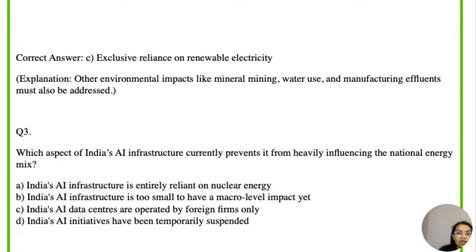Answer to this one is B. Which aspect of India's AI infra currently prevents it from heavily influencing the national energy mix? This was very clearly given, that we are still not at that macro level, national level impact. Hence, how can we heavily influence national energy with respect to AI infrastructure? B is the answer.